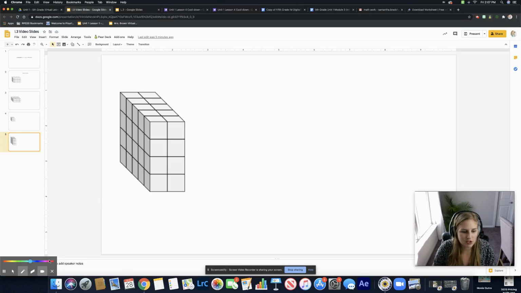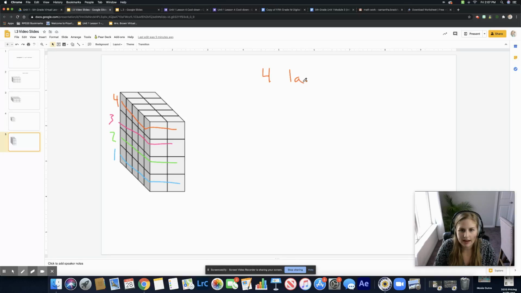Welcome back. Let's solve it together. I'm first going to figure out how many layers. So there's a layer. Here is a layer. So 2, 3, and 4. So I have 4 layers on this one.